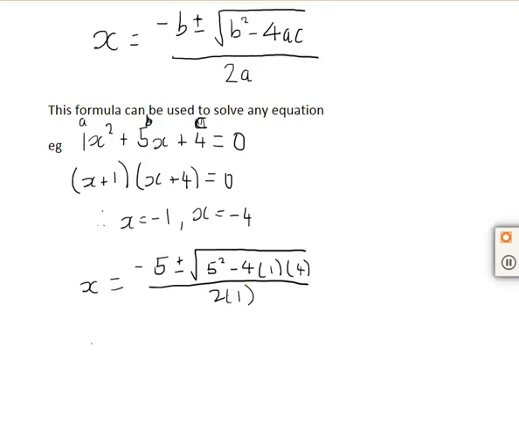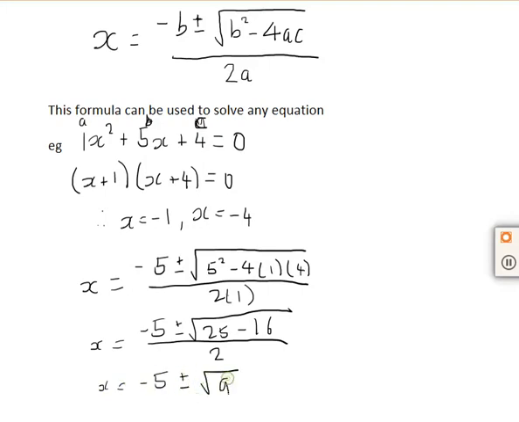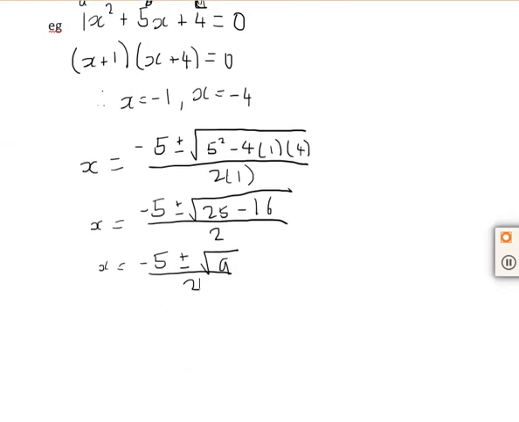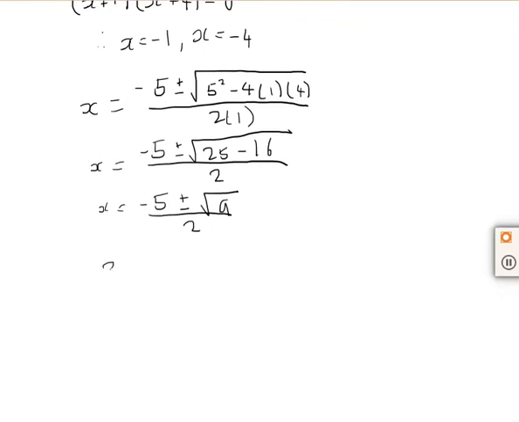is just 1 there. So simplifying that, that's negative 5. Before putting it in the calculator, it's always good to simplify as far as you can. That's 25 minus 4 times 1 times 4, which is minus 16, all over 2. Simplify that further, that's negative 5 plus or minus the square root of 9, all over 2. So x is equal to negative 5 plus or minus the square root of 9, which is 3, all over 2.